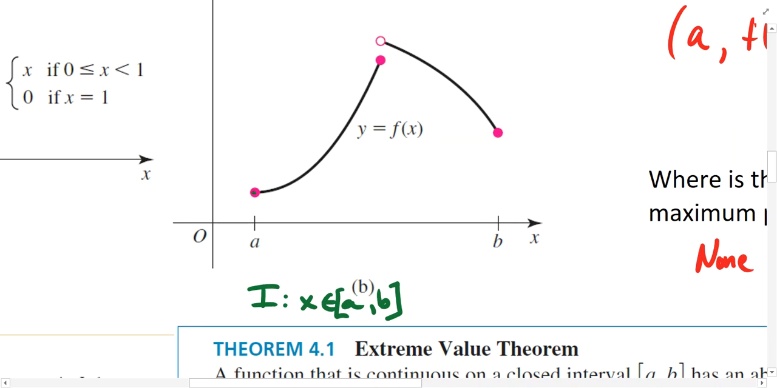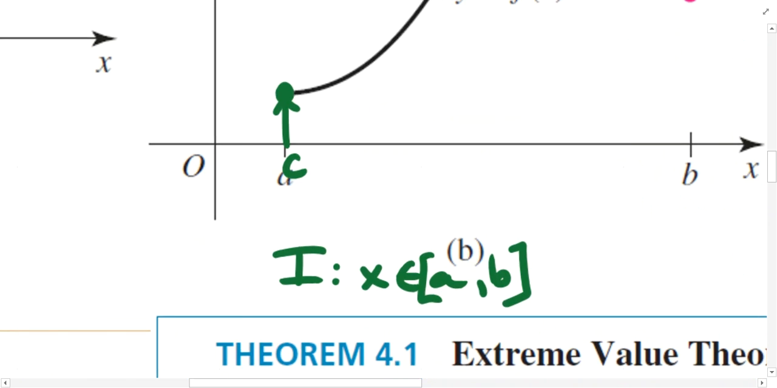Similarly, if I were to choose this particular point and call it c, which is allowed because the interval was all x values between a and b, so c is contained within that interval, c could be right here on the endpoint if we wanted to.